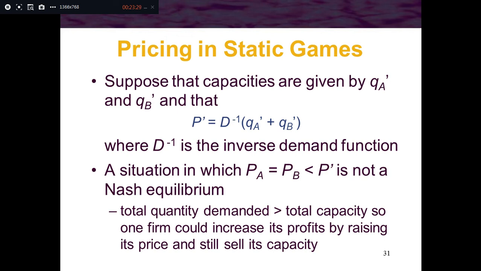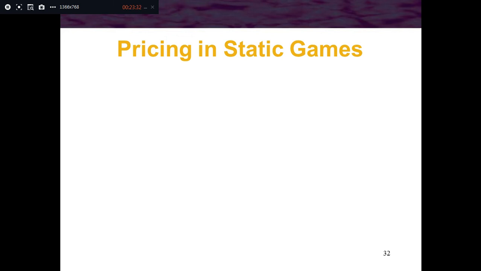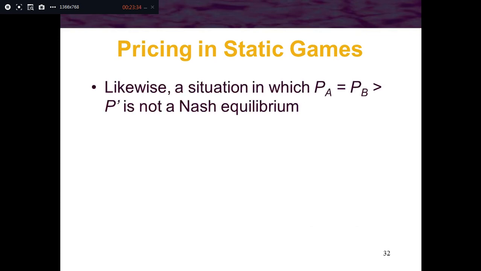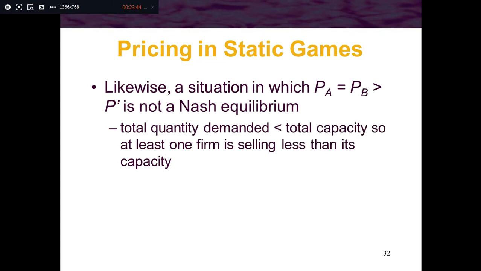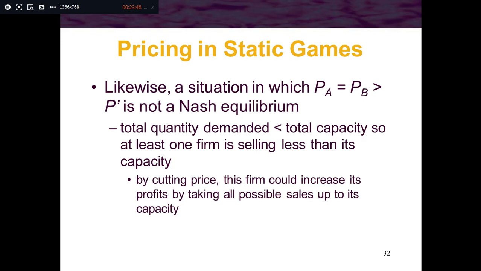So it cannot be a Nash equilibrium. Likewise, a situation in which price of A is equal to price of B, greater than P, is not a Nash equilibrium. Total quantity demanded is less than total capacity, so at least one firm is selling less than its capacity. So by cutting price, this firm could increase its profits by taking all possible sales up to its capacity.